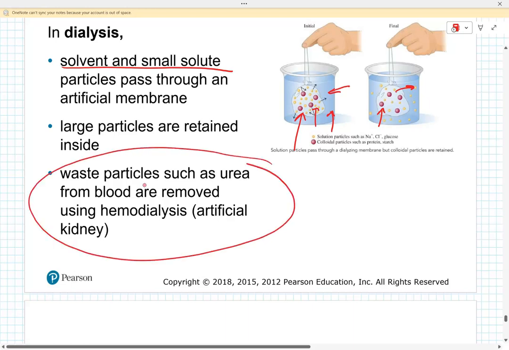In the dialysis machine, pretty much the idea is that smaller particles will be removed from the blood, while larger particles, i.e. proteins, will stay in the blood. This is how kidneys work. Dialysis is essentially an artificial kidney.